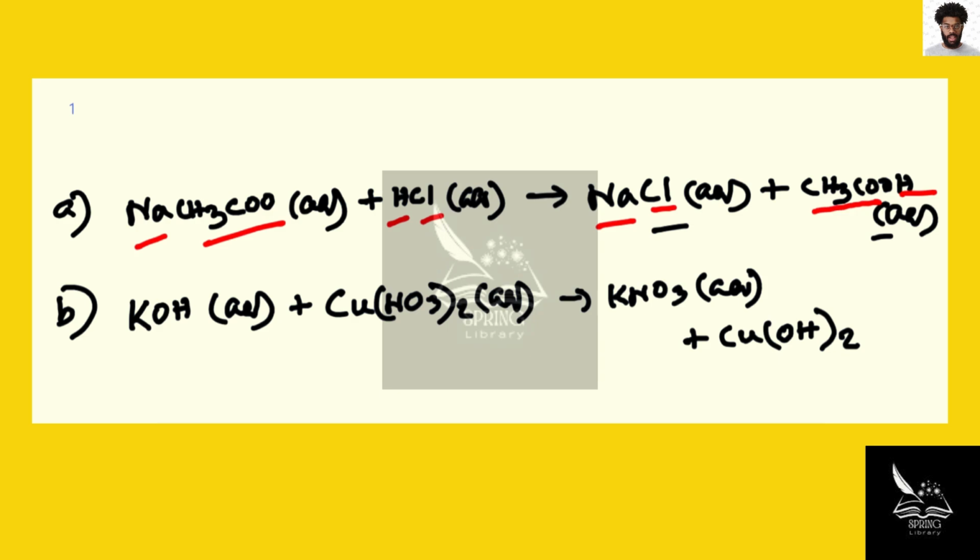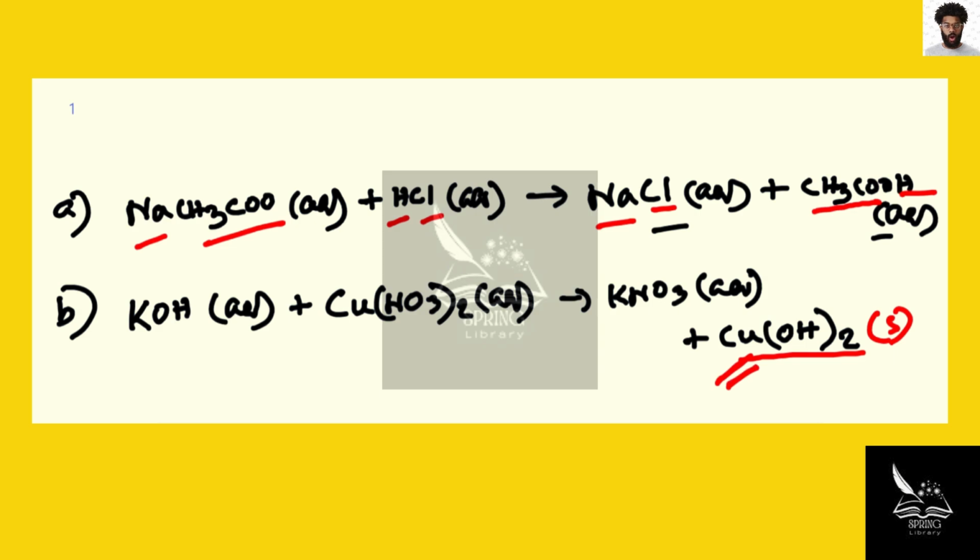If we look at the solubility chart, we will see that, with certain exceptions, all the hydroxides are usually insoluble in water, and copper is no exception. That means copper hydroxide is insoluble in water, so it will be a solid and will be precipitated out from the solution mixture. And that's why we have a solid precipitate here.